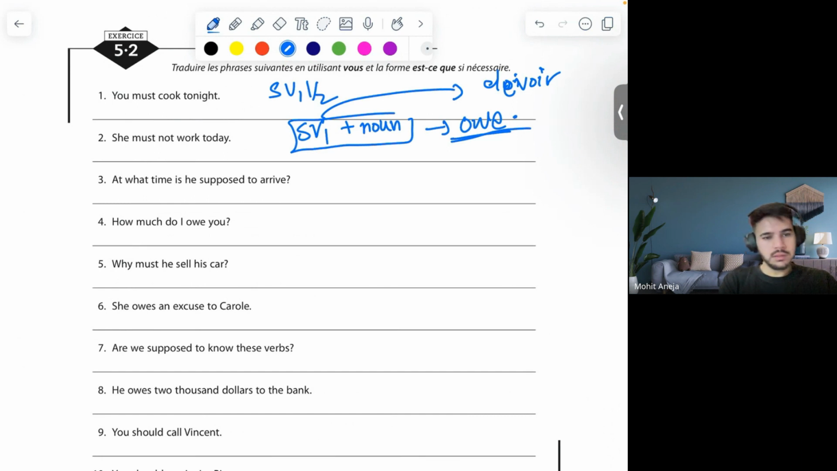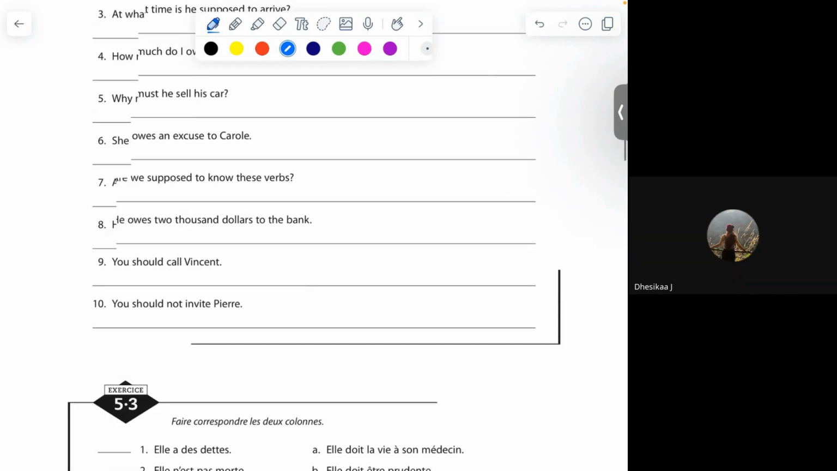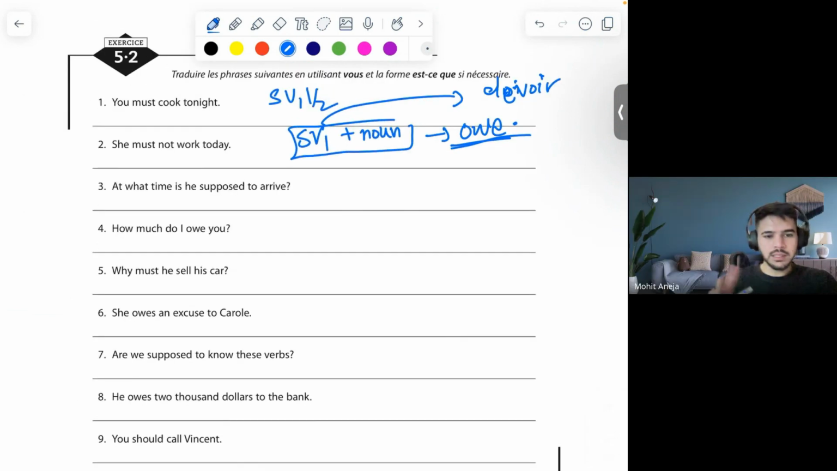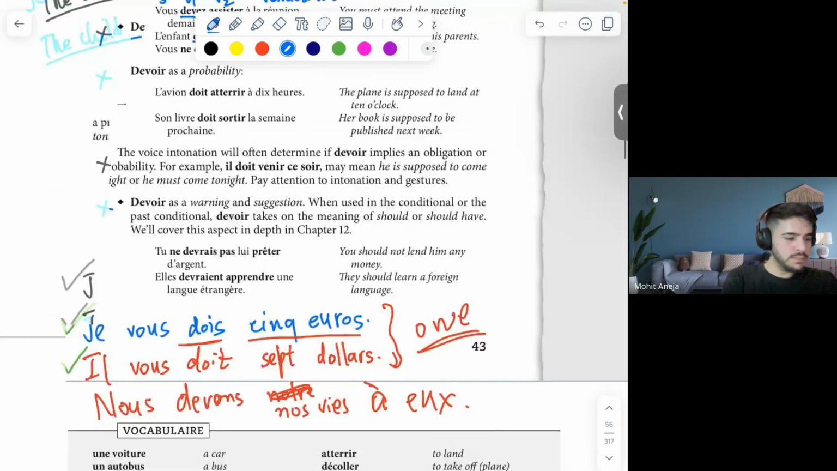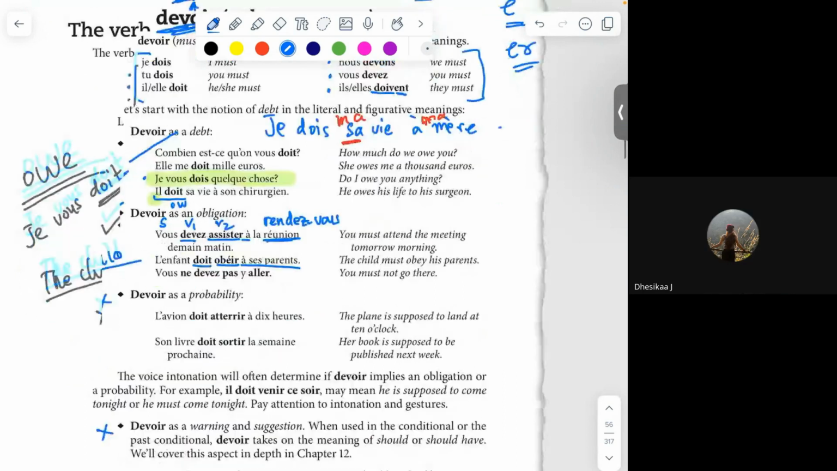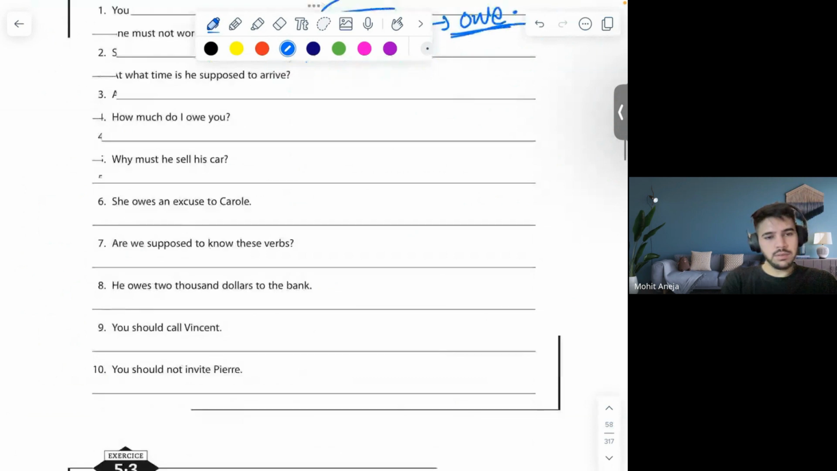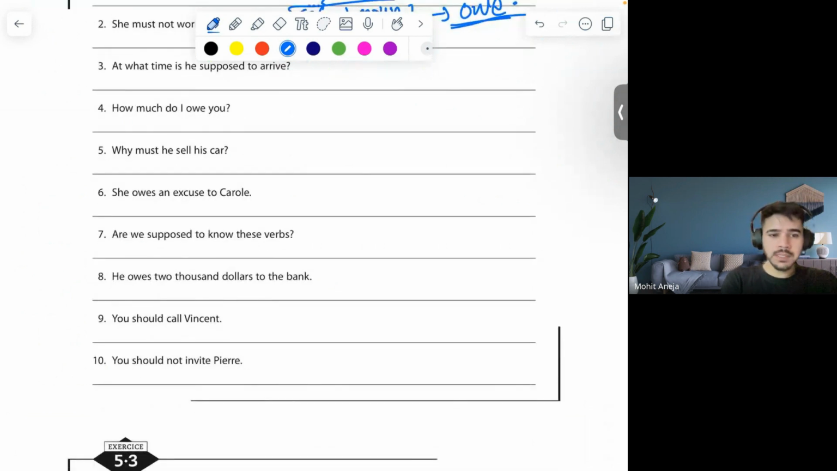Is that correct? Okay, clear. Can you repeat once again? So you just have to translate these sentences and they fall under these categories. You have to figure out which category it is, and then you have to write the correct form here. Maybe some of these things we haven't studied, as I told you, you can simply skip them.